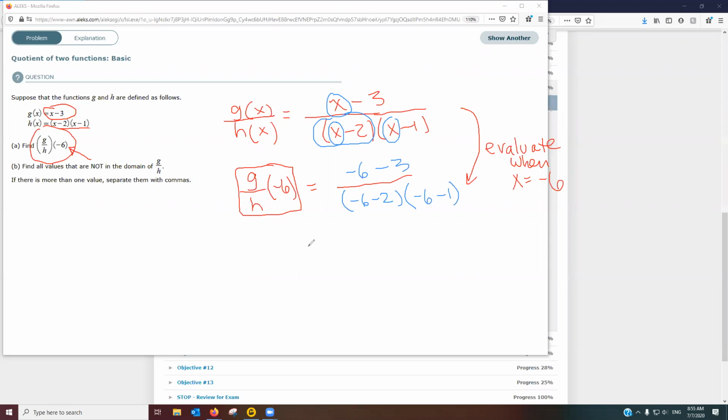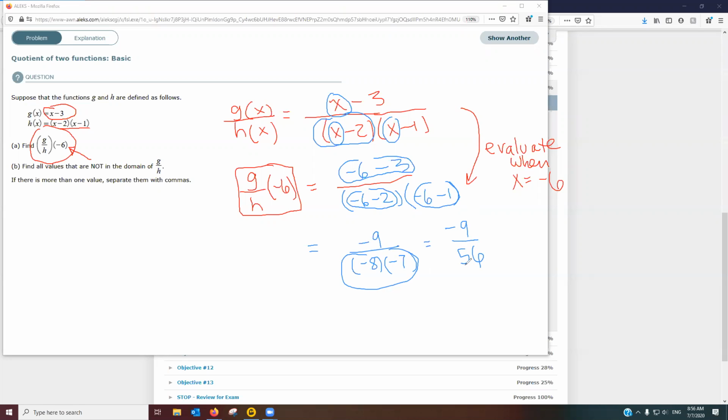Now I'm just going to work this out. On top, negative 6 subtract 3 is a negative 9. On the bottom, negative 6 subtract 2, that's a negative 8. And negative 6 subtract 1, that's a negative 7. So this looks like negative 9 over. Now on the bottom here, I have a negative times a negative. That's positive. So I'm ending up with negative 9 over 56. Okay, and that's the answer for this problem.